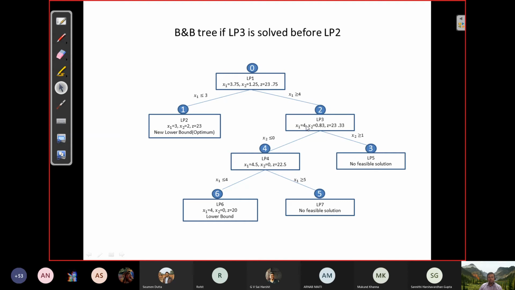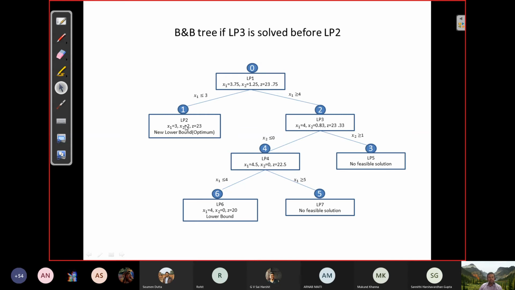And so when you come to LP3, you see this is fractional, so again you choose the fractional variable x2 and branch on it. This LP5 is fathomed by infeasibility. Then you come here, and again you have a fractional solution, so you branch on the fractional variable x1. LP7 is again infeasible, and at LP6 you get the first integer feasible solution. So you fathom this node by integer feasibility and update your lower bound. So this is the lower bound for the problem now, correct?